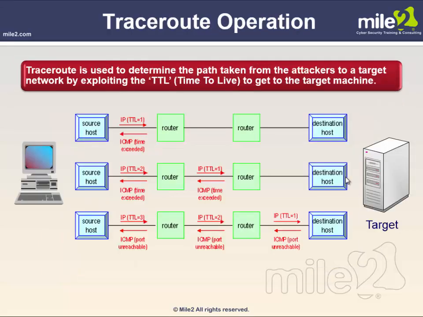Now when it comes down to it, we basically have what's called the traceroute operation. Traceroute is going to be used to determine the path taken from the attackers to the target. This is done by exploiting the TTL, as in your time to live, to get to the target. We can use the traceroute command in the Linux world, or the tracert command within the Windows world. It gives us the path to the destination, and we're able to figure out how many hops and go from there.